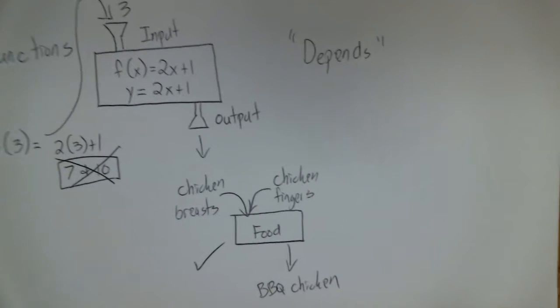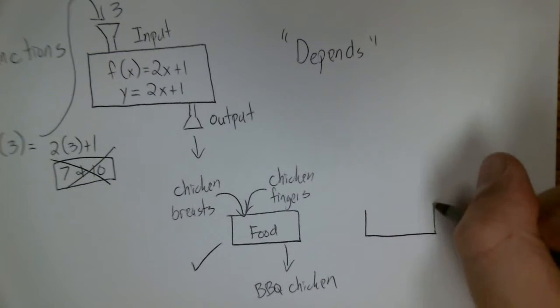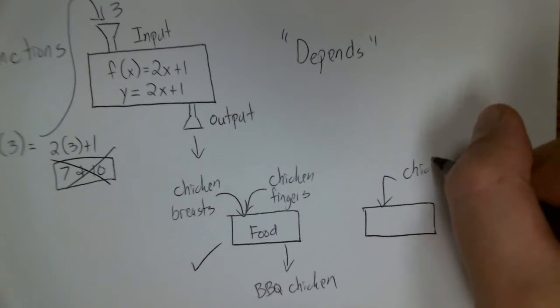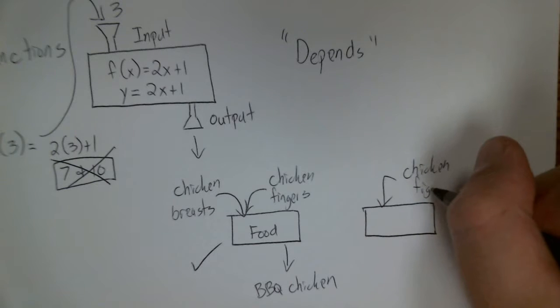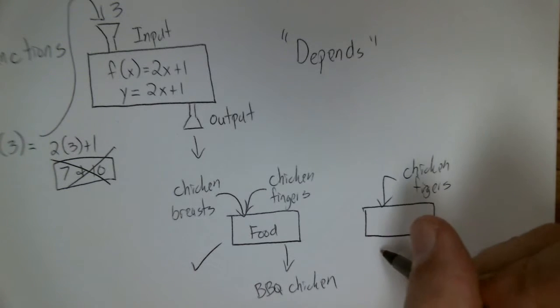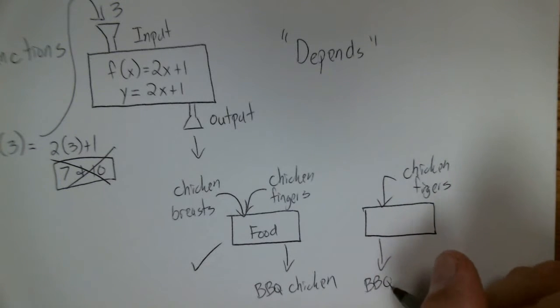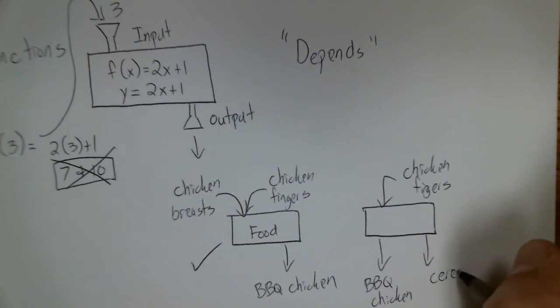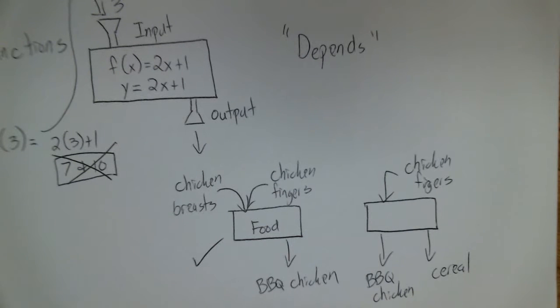That's possible. What I cannot have is, I can't take this same crock pot, plug in chicken fingers, and have my crock pot spit out barbecue chicken and also spit out cereal. What? Can't do that.